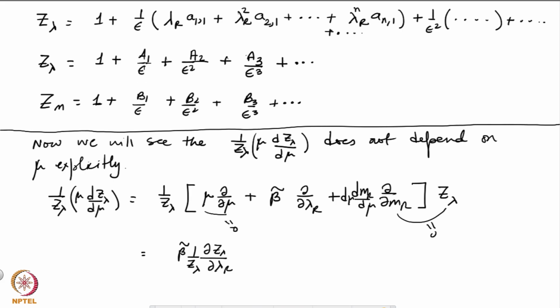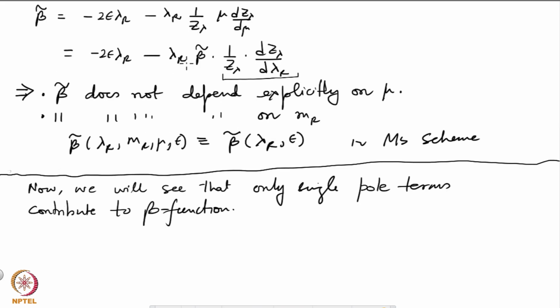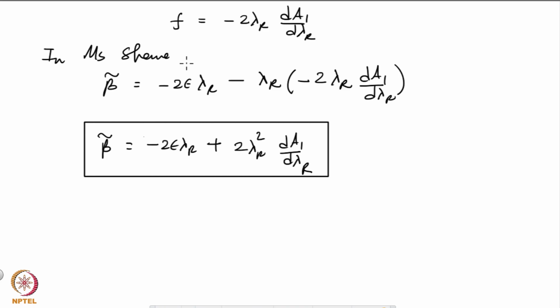Okay, so this A1 gets contributions from all orders in perturbation theory. Okay, so when you do a two-loop calculation, you also generate double pole and a single pole. So that is also included in here. So there are lambda r terms, lambda r square terms, lambda r cube terms, and so forth. Same for this. And we saw that because of this relation, the beta function gets contributions only from the single pole terms. Okay, and the higher order pole terms, their coefficients do not contribute.